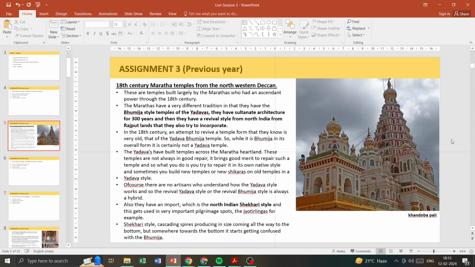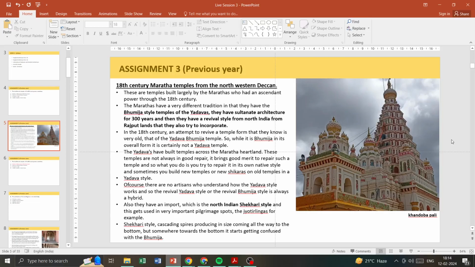So this is a little detail about the 18th century Maratha temples from the northwestern Deccan. These temples were built largely by the Marathas, who had an ascendant power through the 18th century in the whole region. The Marathas have a very different tradition in that they have Bhumija style temples of the Yadavas, they have Sultanate architecture for 300 years, and then they have a revival from North India, from Rajput lands, that they also try to incorporate.